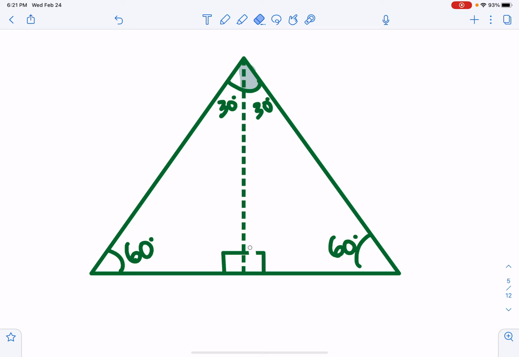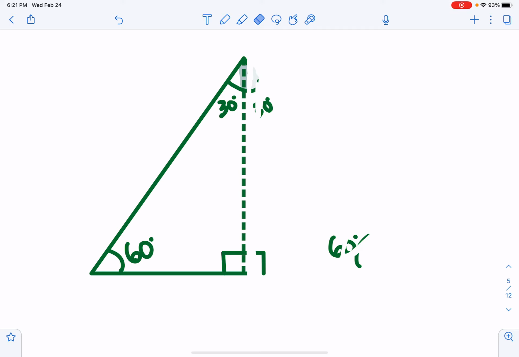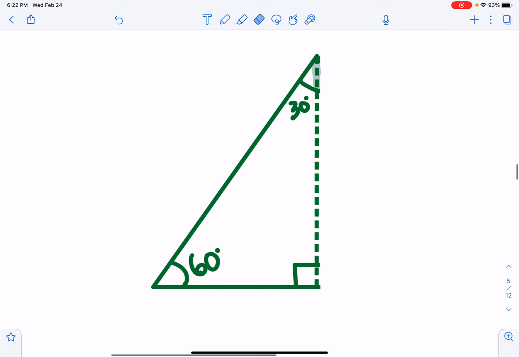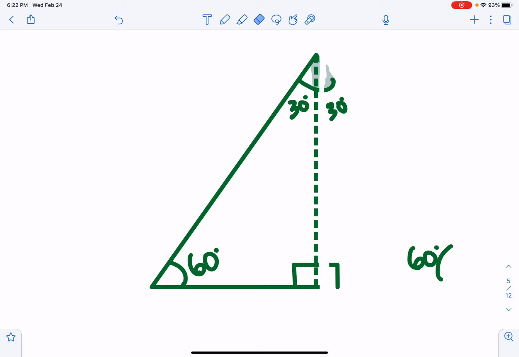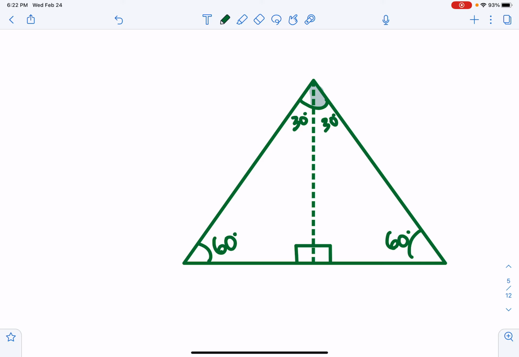I'm just going to erase this half so we don't have to worry about it. Now we've got our 30, 60, 90 triangle. So that's where it comes from. It's just an isosceles triangle cut in half. So an isosceles triangle, all the sides are the same length. So let's just make up, let's say that's 2, this whole thing would be 2. Which means this half is 1 and this half is 1.